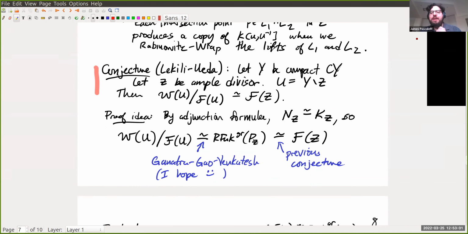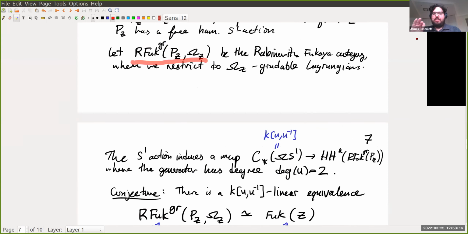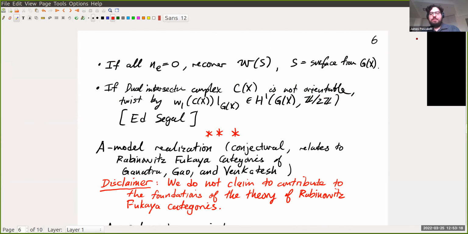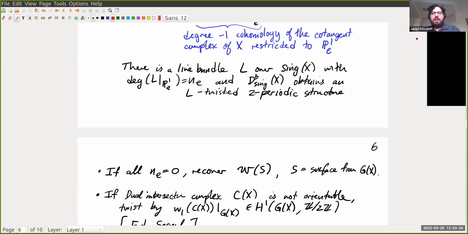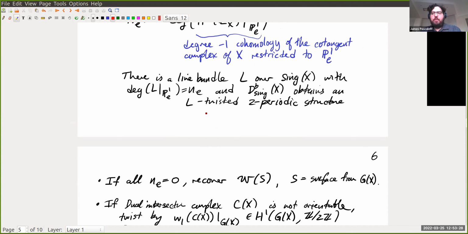Okay, yes. All right. So let's go back to the curve case, since that's what I actually wanted to talk about. So what are you going to do? Well, what you're going to do is twist the gluing somehow. Let's just recall, I had this digression about some stuff. I want to figure out what these n's are doing. This n had something to do with some kind of degree. I want to figure out what that's doing.